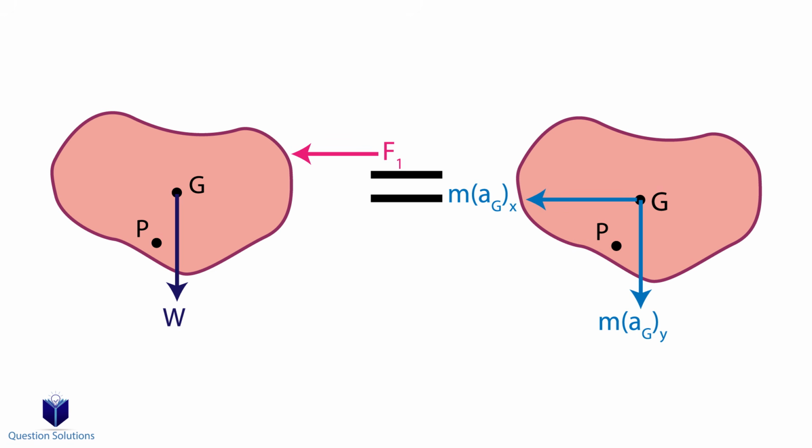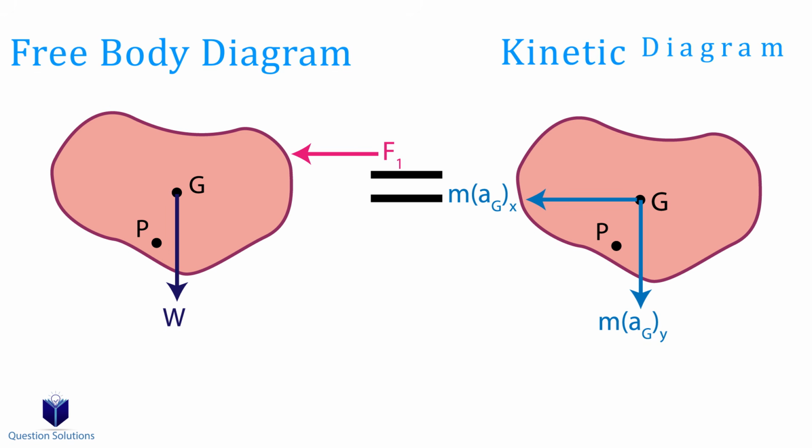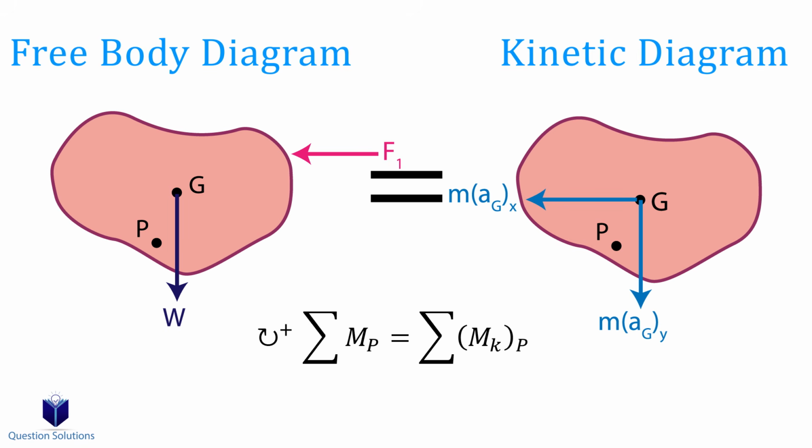We have the mass of the blob multiplied by the acceleration. We show the mass times acceleration that occurs due to the sum of all the external forces that's affecting the object. The direction of the acceleration is assumed. Now to write our moment equation, we use the free body diagram for the left side, and for the right side, we use the kinetic diagram.